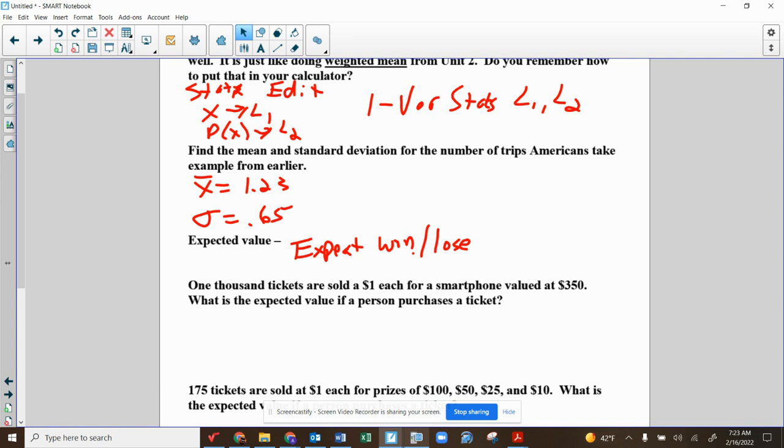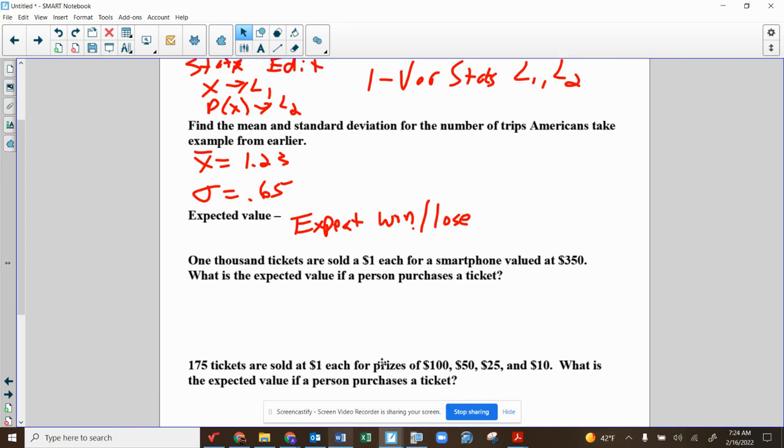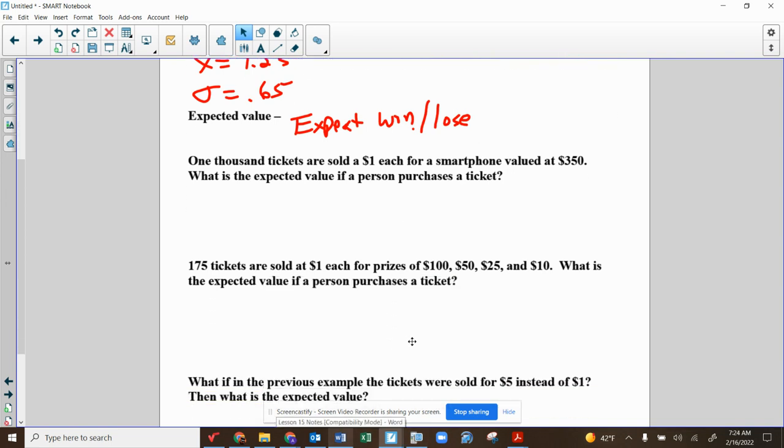Now, you go to a casino, the expected value in casino games are negative. So you're going to lose money. Doesn't mean you will lose money, but it's what you expect to do. Okay? Otherwise, casinos wouldn't be in business.